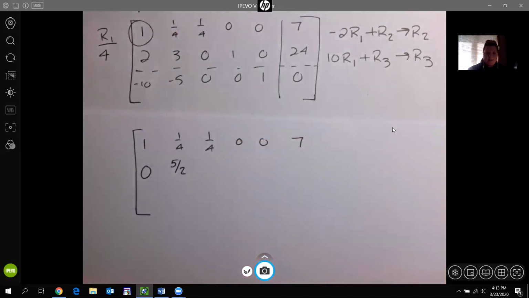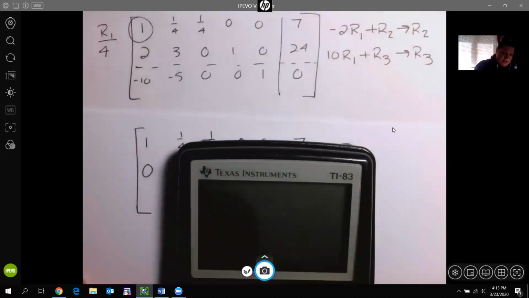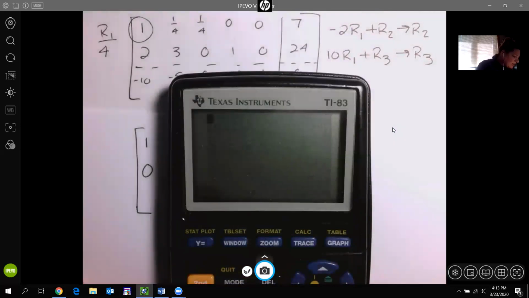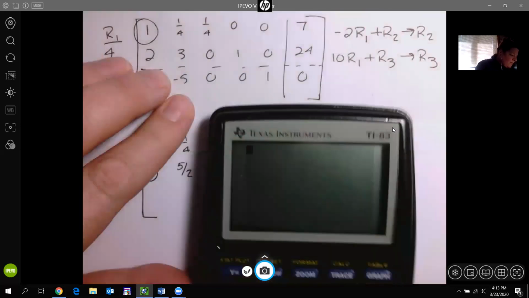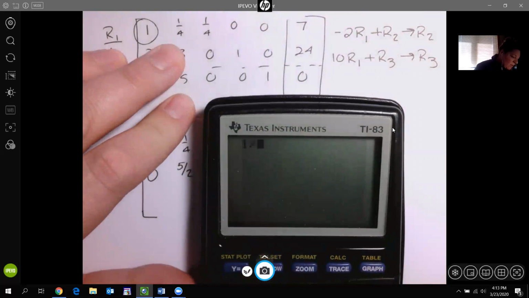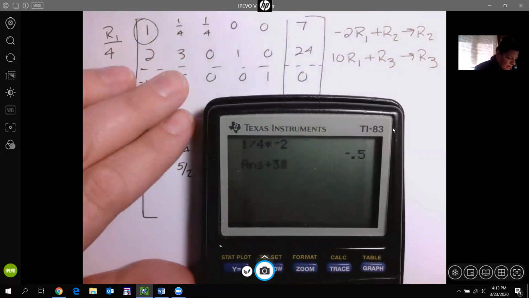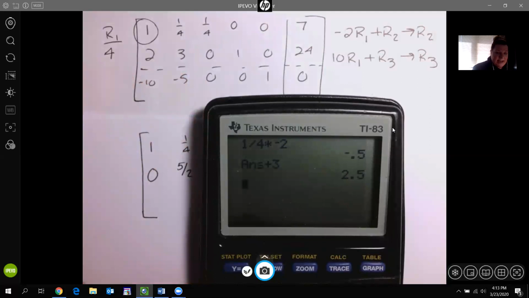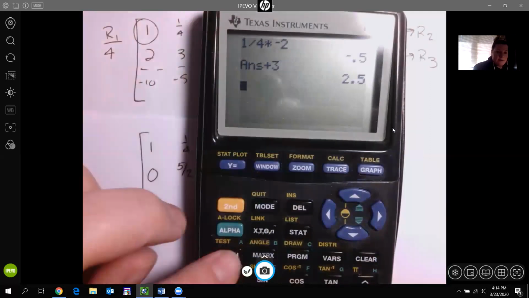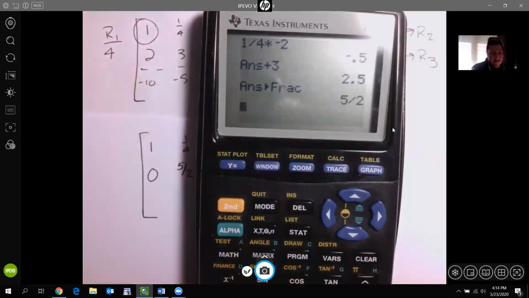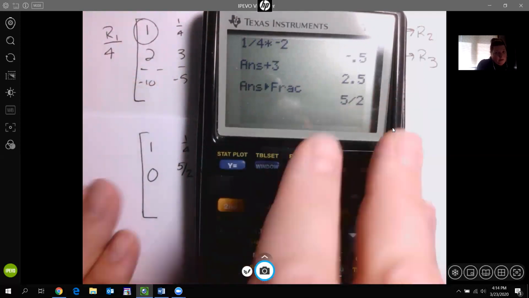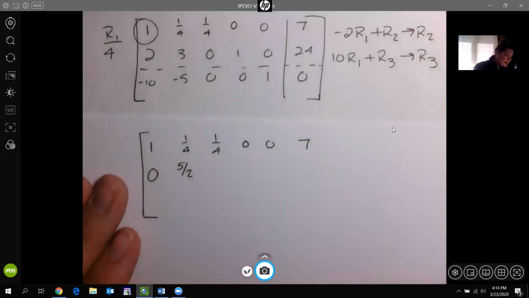How did I do that again? Well, I already did it earlier, so I'm a little bit of a cheater. But on my calculator, I can just go, okay, I'm taking 1/4, 1 divided by 4, and I'm timesing that by negative 2, which gives me negative 1/2. And then I'm adding it to 3, which gives me 2.5. And then I can hit the math key over here and fraction, enter, and it'd make it 5/2. So, I mean, 5/2 isn't too hard to do, but it could be something a little more complicated.